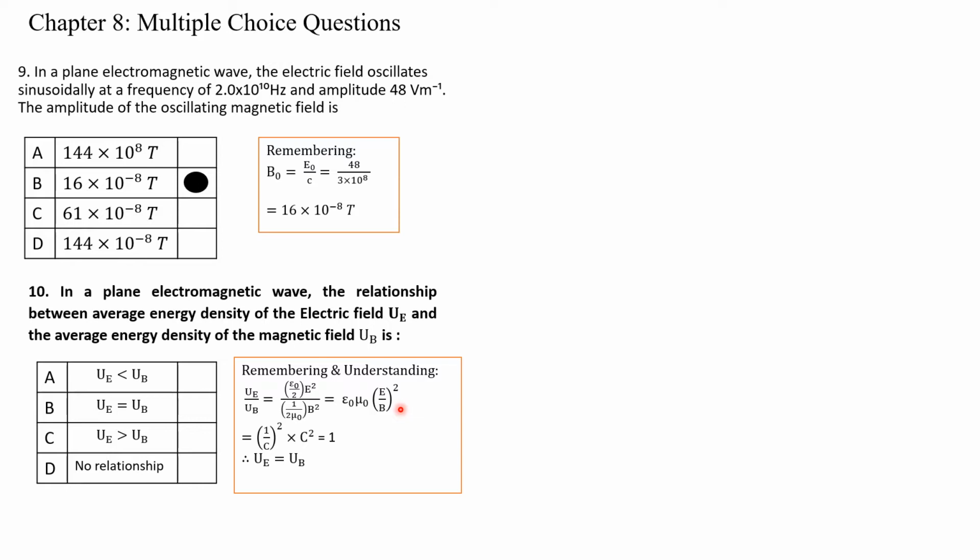But we know epsilon naught mu naught is 1 by C square, so 1 by C whole square. And again E by B is C, so E by B whole square is C square. Simplifying, we get UE is equal to UB. So the answer is B. The correct answer is B. We will lock it.